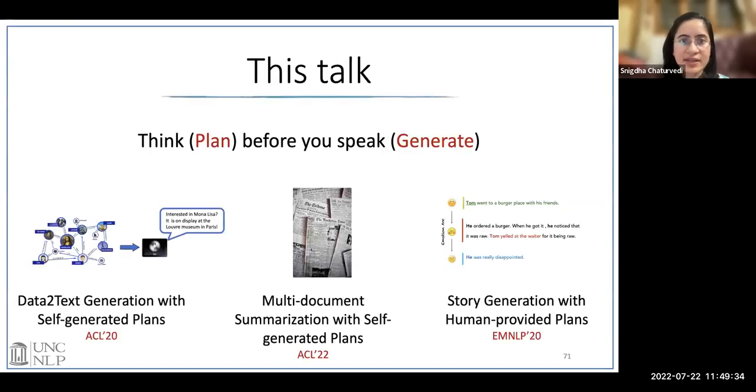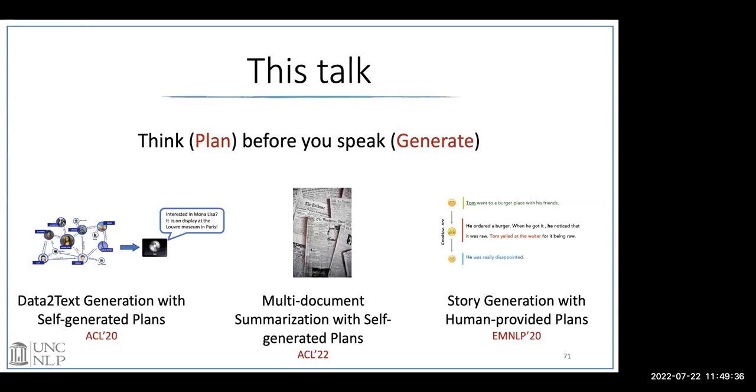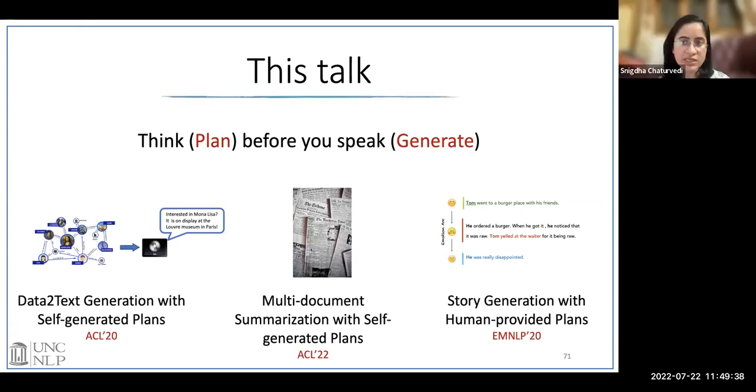Okay, I'll just wrap up. So to conclude, I talked about these three pieces of work. In the first two pieces of work, I showed how a generation or a summarization model can do better if it can work with auto-generated plans. And in the third piece of work, I described how human-provided plans can help in better automatically generated stories.